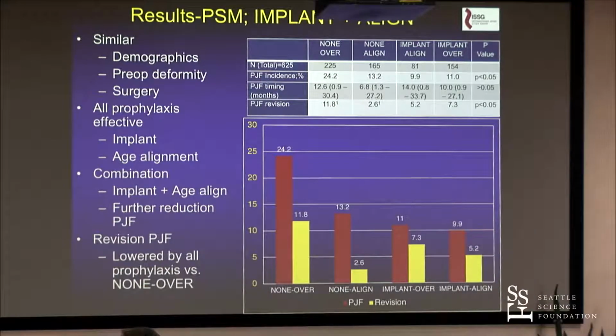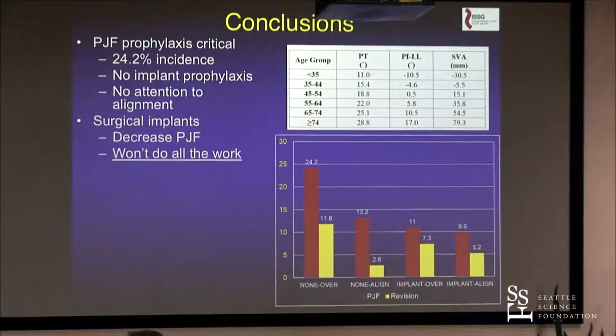So it's probably, again, a power thing, right? And so if you combine some kind of technology to prevent junctional failure, as well as pay attention to alignment, the rates drop down even further. So in conclusion, if you're going to take on these cases, especially as an adult spine deformity surgeon, and you don't pay attention to the incidence and the risks for junctional failure, at least 1 in 4 of your patients is going to incur this complication.